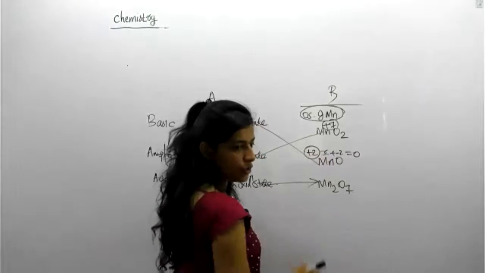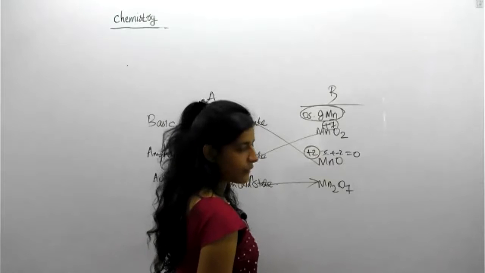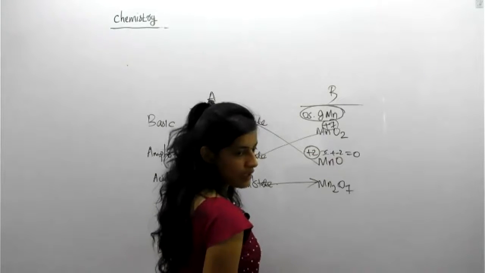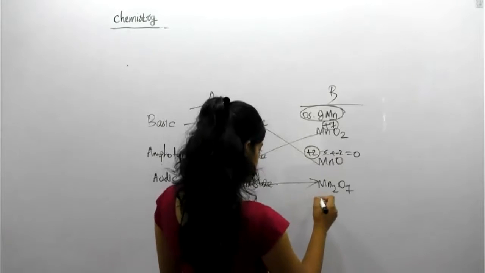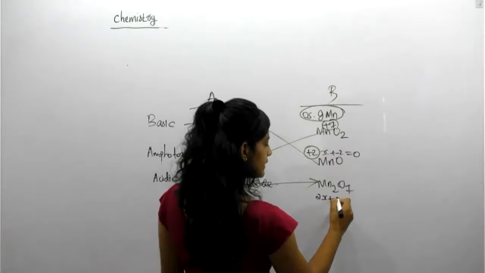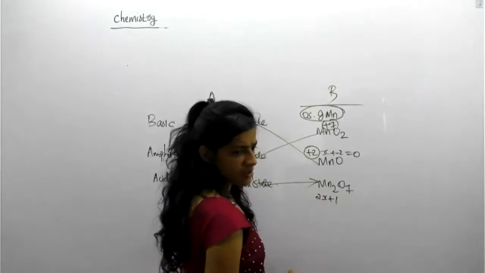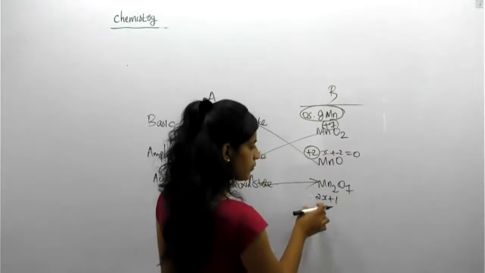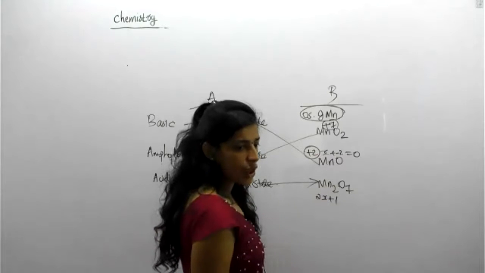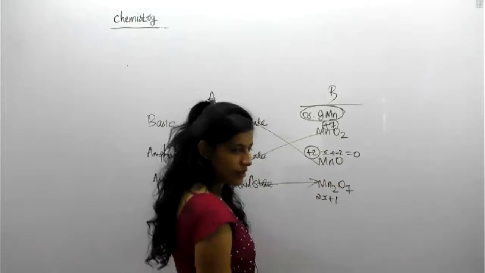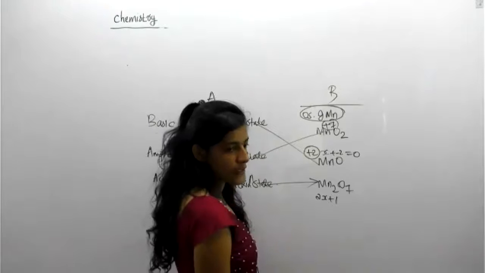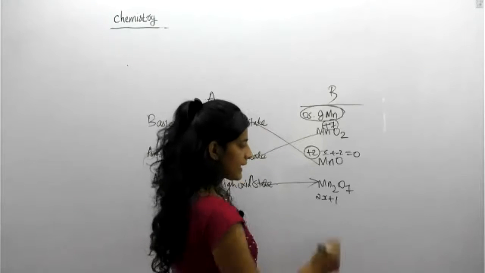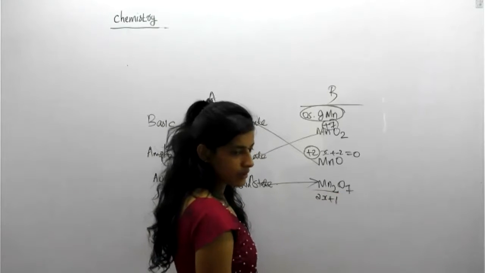What about here, Mn2O7? 5, let us check. Means 2x plus. Check. What about Mn2O7? 5 is wrong. Plus 2 is correct for MnO. Correct that. Then what about this one, Mn2O7? What about manganese?